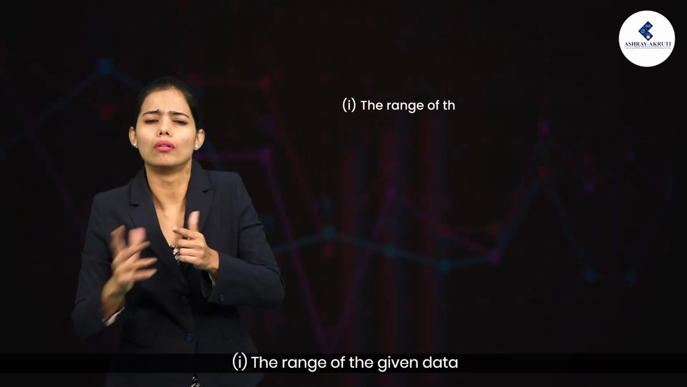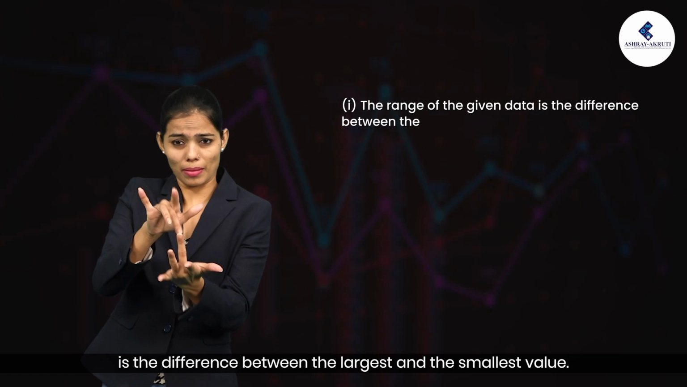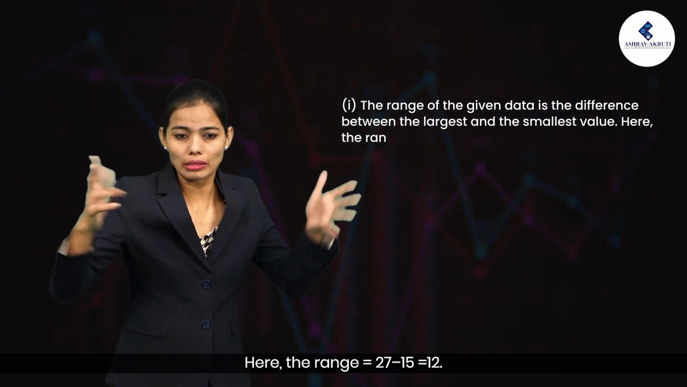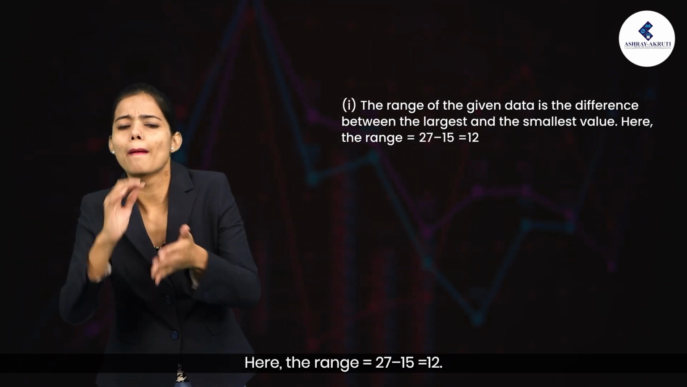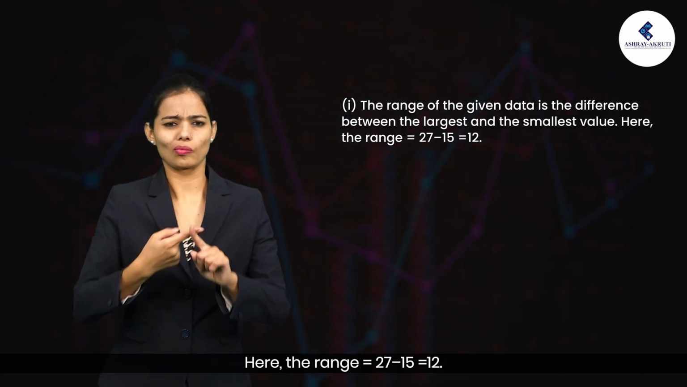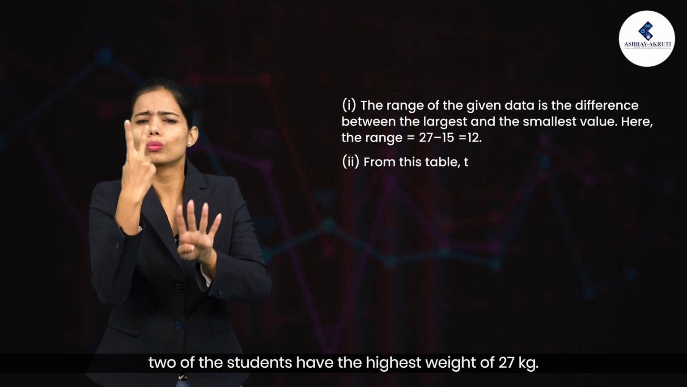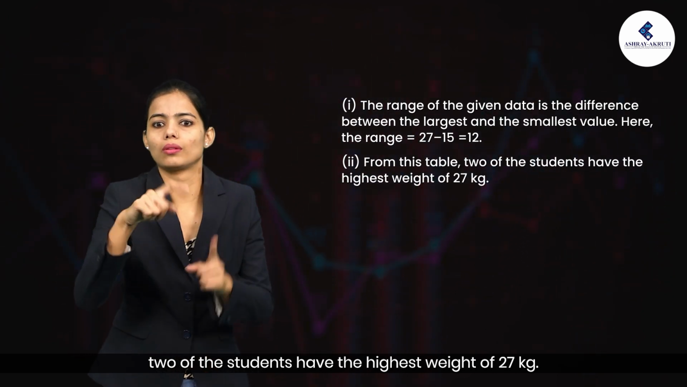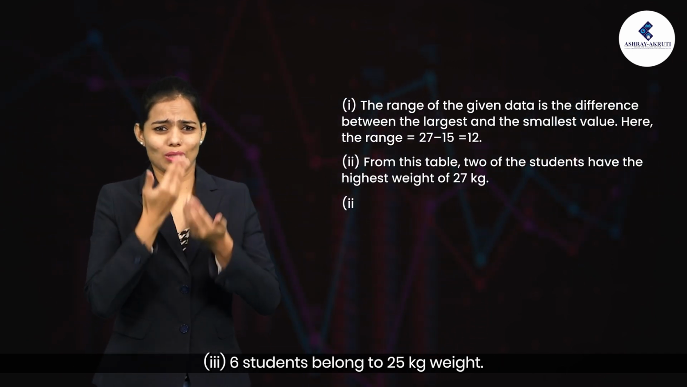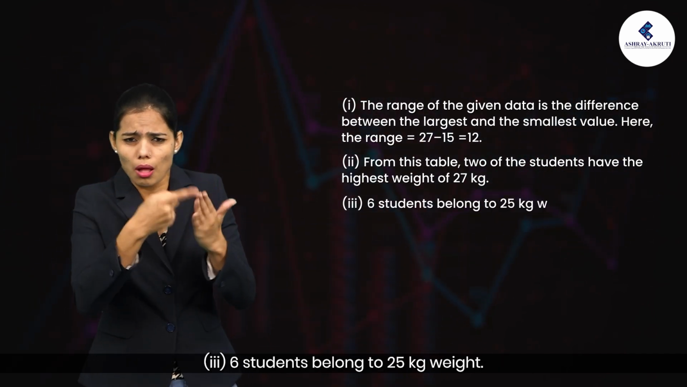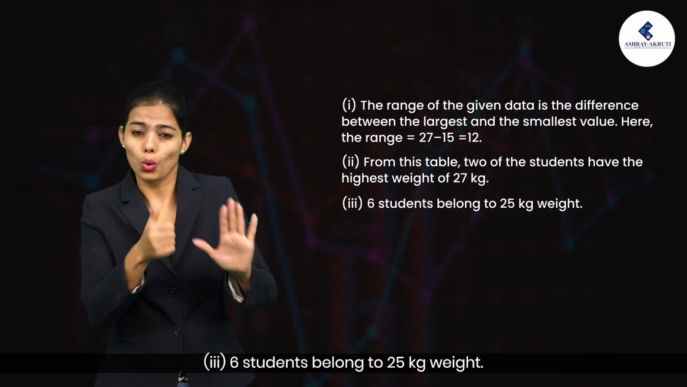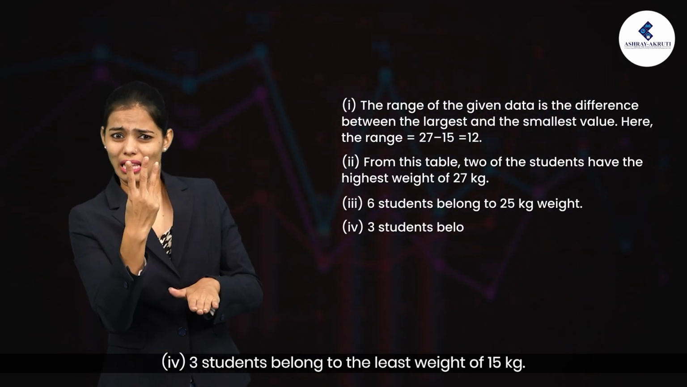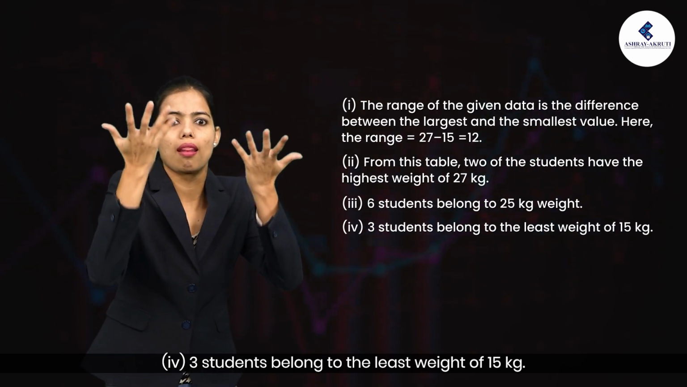The range of the given data is the difference between the largest and the smallest value. Here, the range is equal to 27 minus 15, which is equal to 12. From this table, 2 of the students have the highest weight of 27 kg. 6 students belong to 25 kg weight. Three students belong to the least weight of 15 kg.